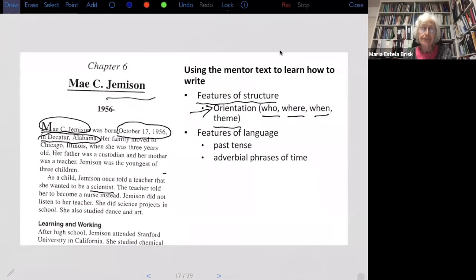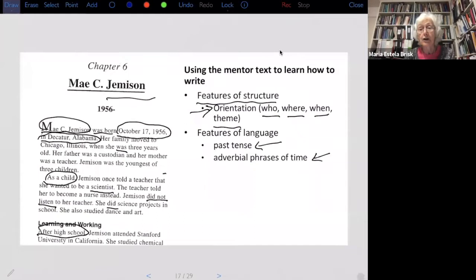So you can also look at features of language. For instance, one of the things that in narratives you have to teach kids is the past tense. Here there are a number of examples that allow you to teach different forms of the past tense. You could isolate them, group them by type, get more examples and things like that. The other feature that is typical of historical genres is introducing paragraphs with adverbial phrases of time. So, as a child, after high school, and then there are some more in the text.